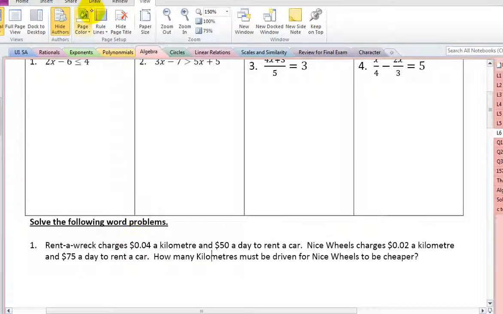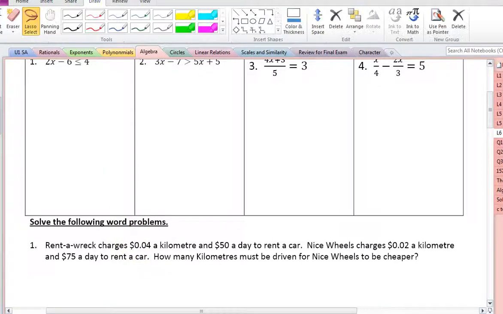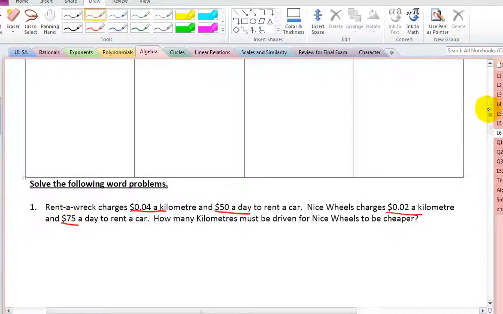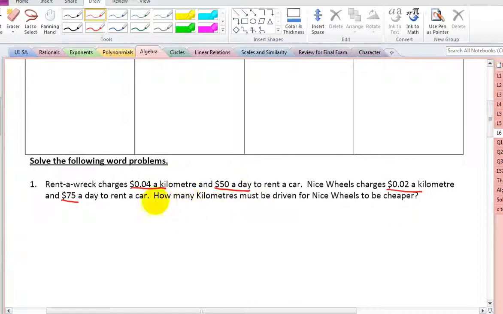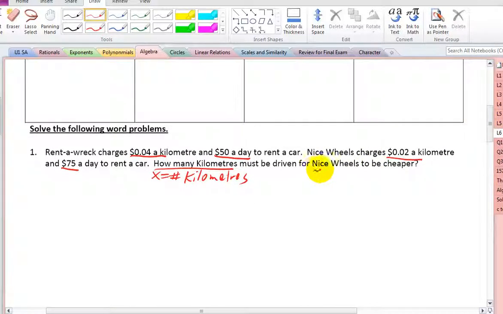So that's one idea right there. Should have that underlined now. Okay, 4 cents a kilometer and $50 a day. Okay, Nice Wheels, 2 cents a kilometer, a bit cheaper, but $75. Okay, so the question is how many kilometers? So that's what X is. X equals the number of kilometers that must be driven for Nice Wheels to be cheaper.